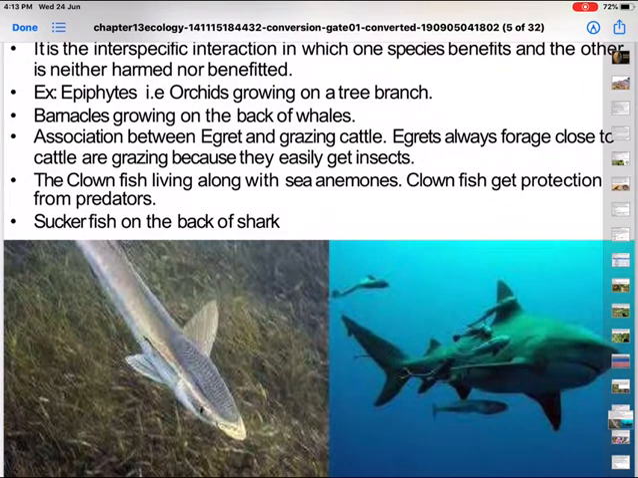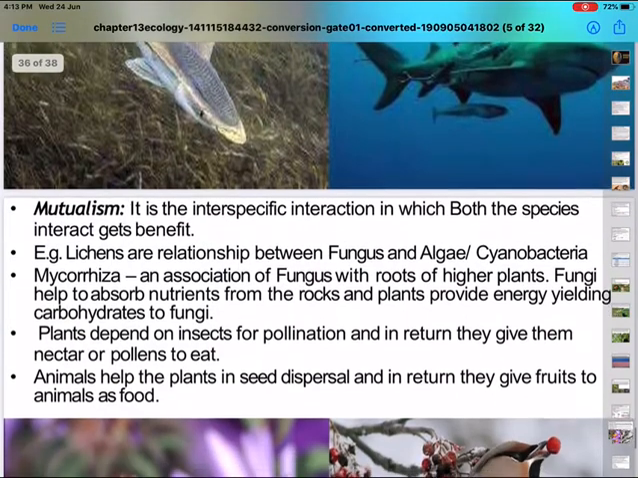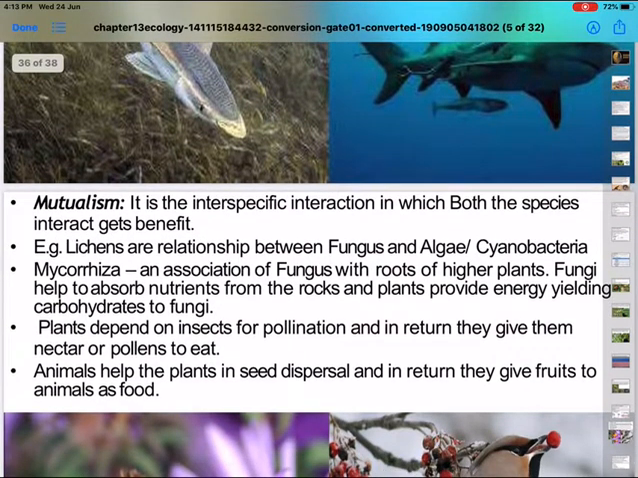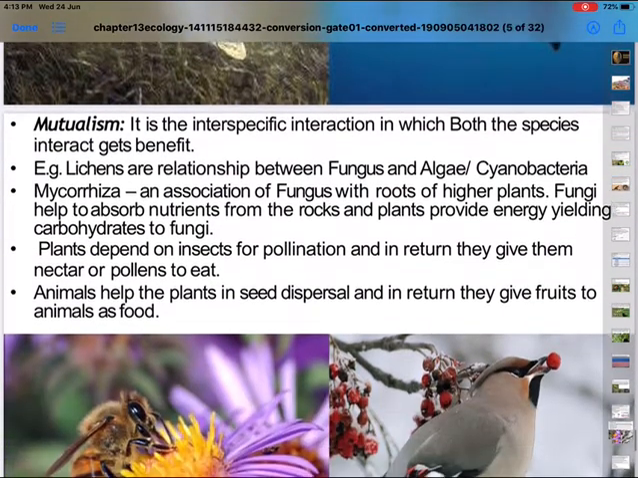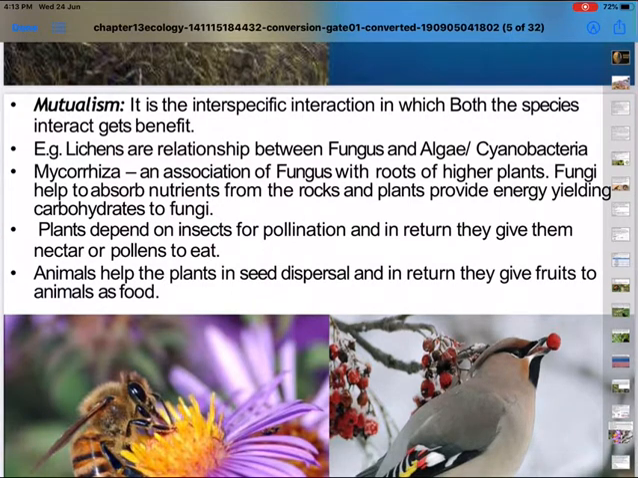Egrets always forage close to grazing cattle because they easily get insects. So here the egret is plus, but for the buffalo it is neither benefit nor harm. So zero. So plus and zero. Clownfish living along with sea anemones, the clownfish get protection from predators, and suckerfish on the back of the shark. These are all examples of commensalism.